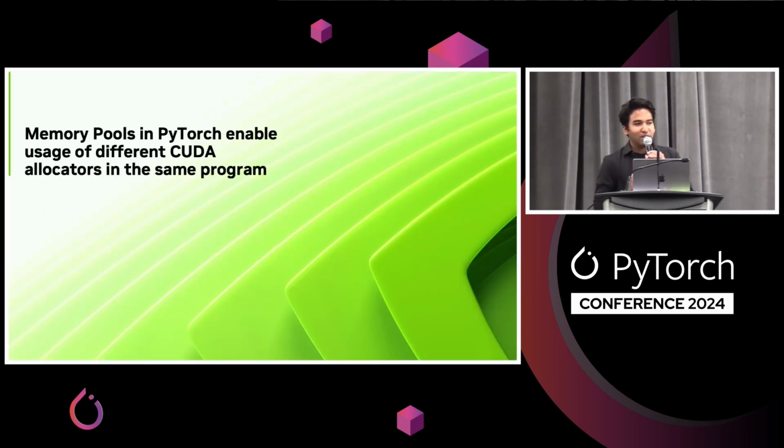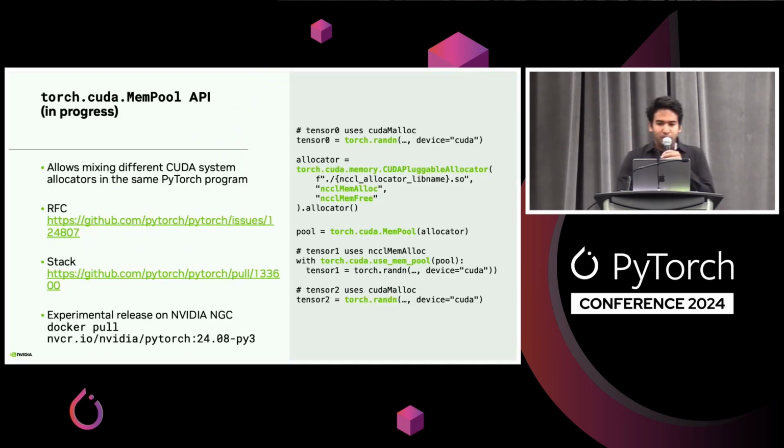So I want to convince you today that this abstraction lets us add even more features. The feature that I want to talk about today is that memory pools in PyTorch can enable the usage of different CUDA allocators in the same program. It's an API that's already proposed. There are some PRs already in, and there is also an RFC on this issue.